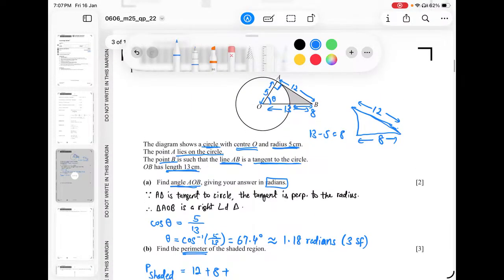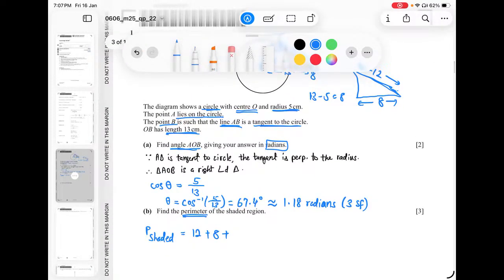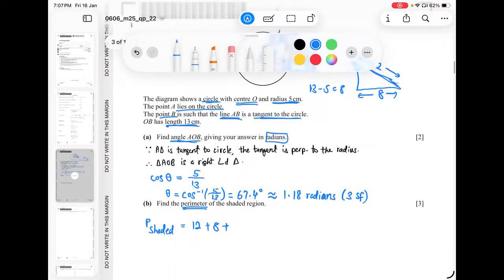So the arc length is basically, you use the formula of the arc length when you're given the angle in radians. So that should be theta r. So that's going to be 1.18 times 5. So when you add it up, 12 plus 8 plus 1.18 times 5, that should give you about 25.9 cm to 3SF.